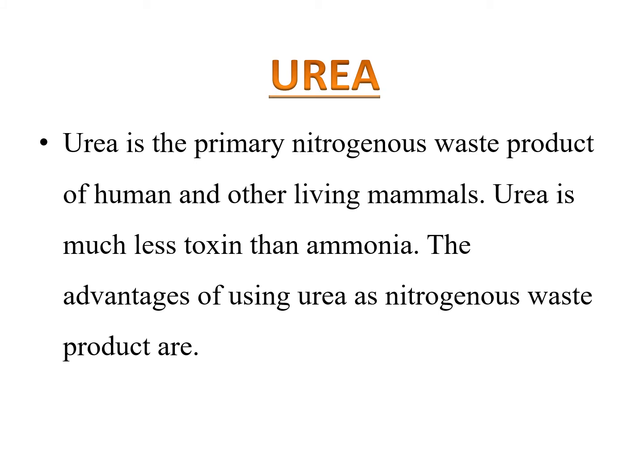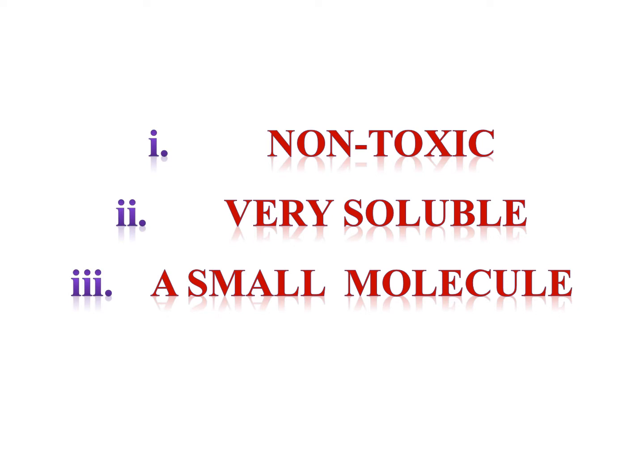Urea. Urea is the primary nitrogenous waste product of humans and other mammals. Urea is much less toxic than ammonia. The advantages of using urea as a nitrogenous waste product are: number 1, it is non-toxic; number 2, it is very soluble; and number 3, it is a small molecule.